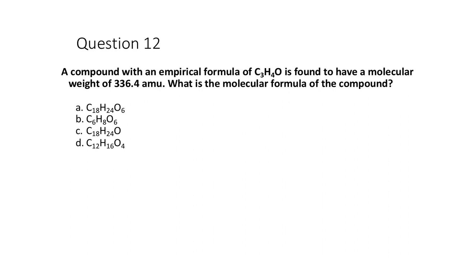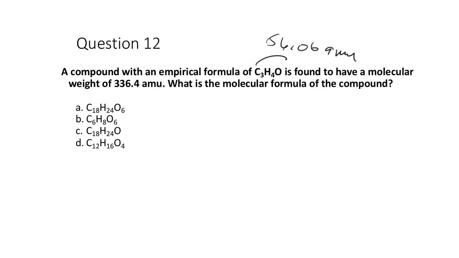And then for our final example, we have a compound with an empirical formula that's known to be C3H4O. This could have come from percent C, percent H, percent O data, perhaps, and it's found to have a molecular weight of 336.4 AMU. What's the molecular formula? For a molecule, the molecular formula is probably what you really want to know. That tells you more about the compound than the empirical formula does. So let's calculate our empirical formula mass. It's 12.01 times 3 plus 1.008 times 4 plus 16.